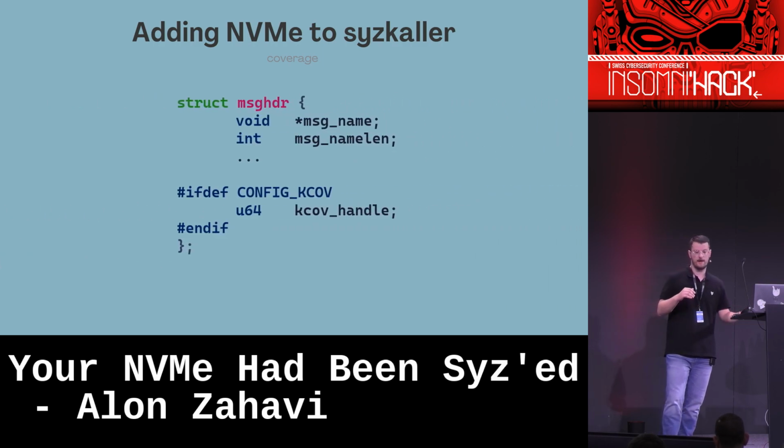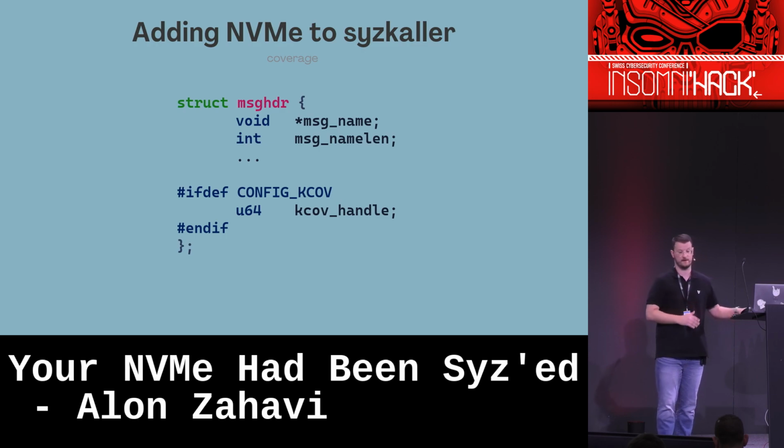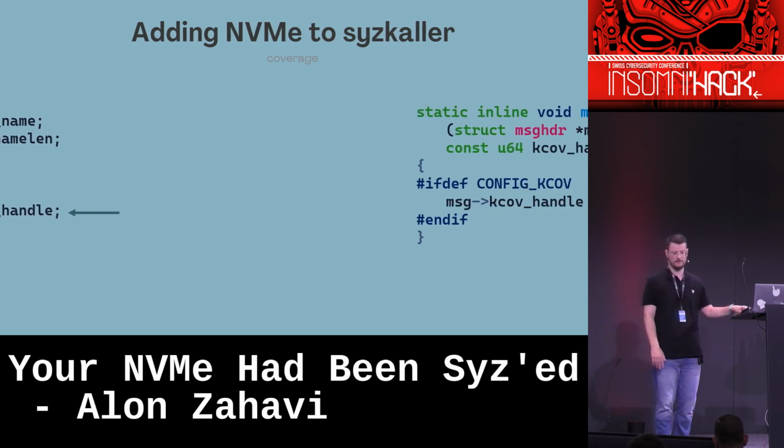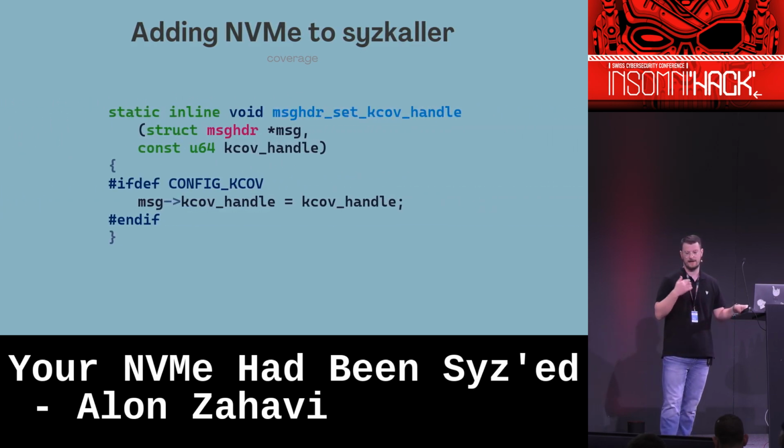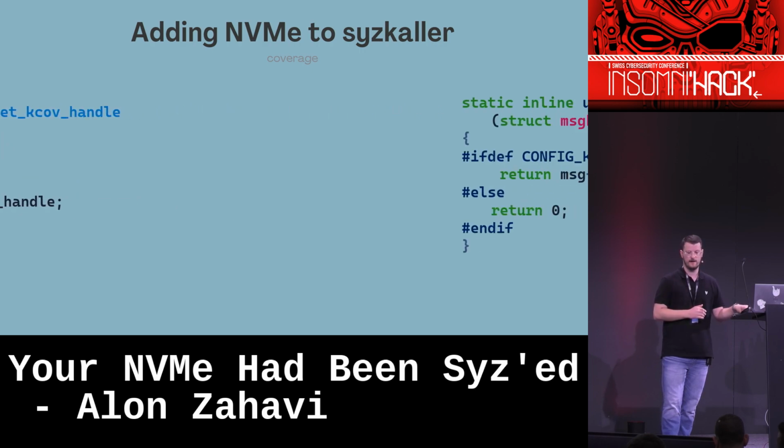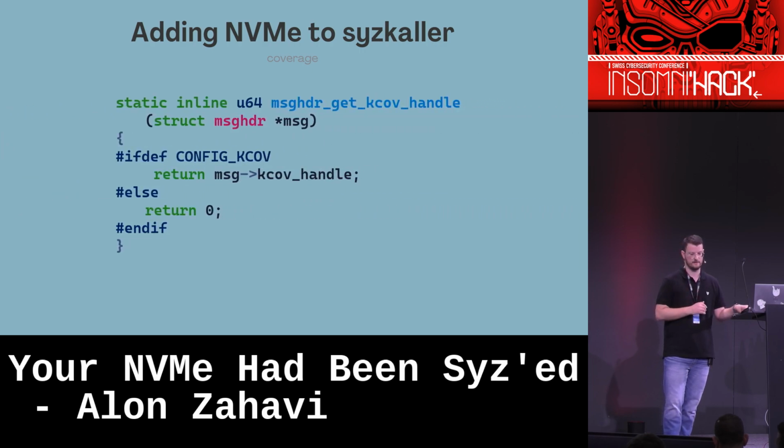To do so, we modified the msghdr struct and added a kcov handle field, in case, of course, the kernel is configured with kcov. And to use it, we also added a set_kcov_handle and a get_kcov_handle.